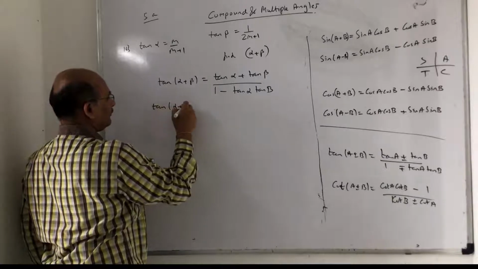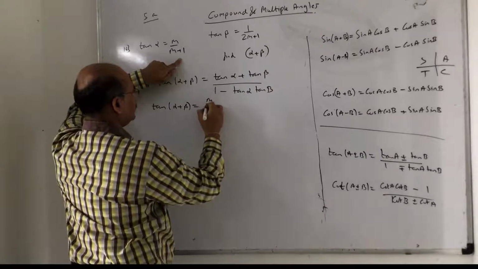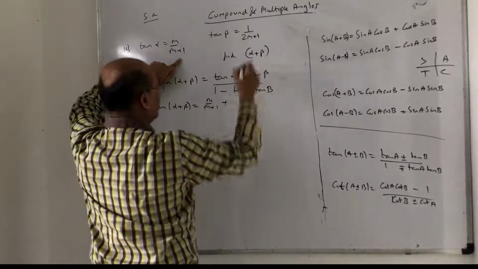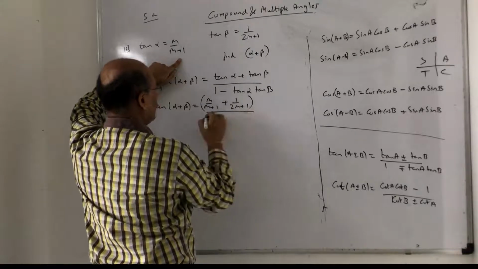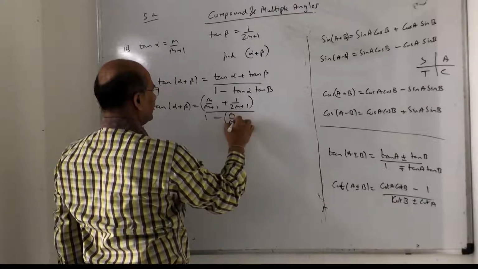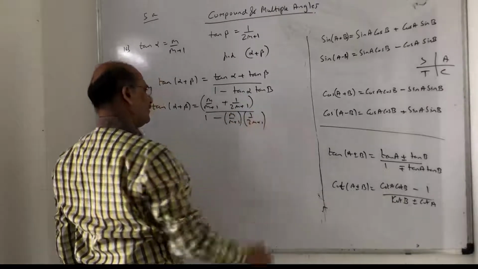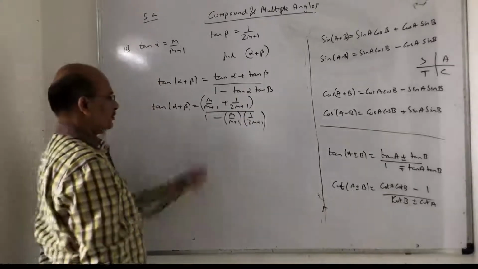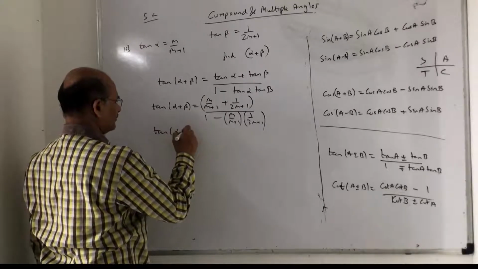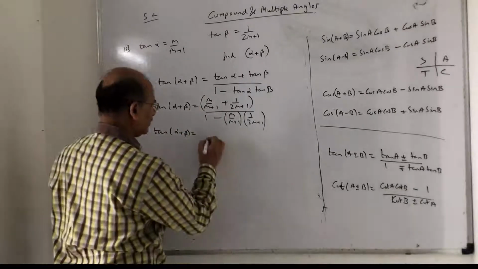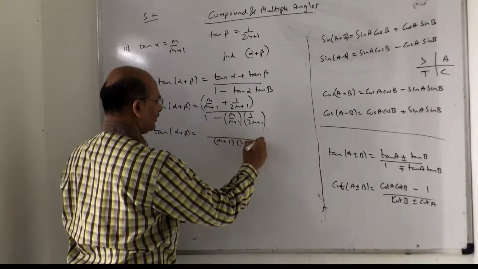So tan of alpha plus beta. What is tan alpha? m upon m plus 1, plus tan beta, 1 upon 2m plus 1, upon 1 minus m upon m plus 1 into tan beta, which is 1 upon 2m plus 1. This is one way of doing this work. So if you see the LCM here, this will become tan of alpha plus beta. What is the LCM here, children? This will be m plus 1 into 2m plus 1.